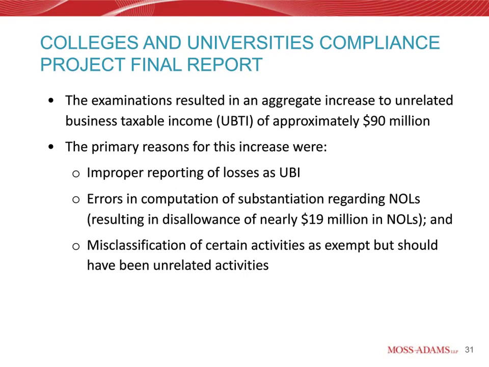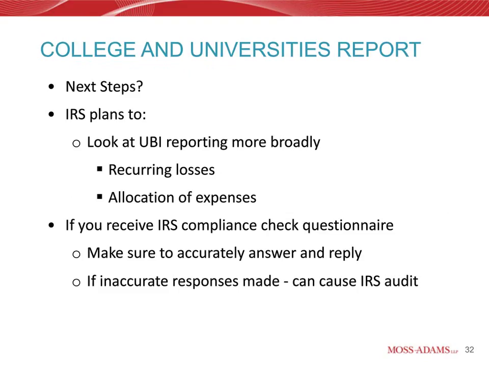As Patty mentioned, this report took quite a bit of time from the IRS, and they issued preliminary reports and then the final report and used that data to modify what they will do going forward. The next step is to look at UBI reporting more broadly. In particular, they will be looking at recurring losses and allocation of expenses. They would also like to issue guidance to taxpayers and practitioners regarding allocation of expenses and help define how to do it and what the permissible methods are. What they're seeing is inconsistencies, and they advise that you pick a method for allocating your expenses and then stick with that method. Consistency is really key.